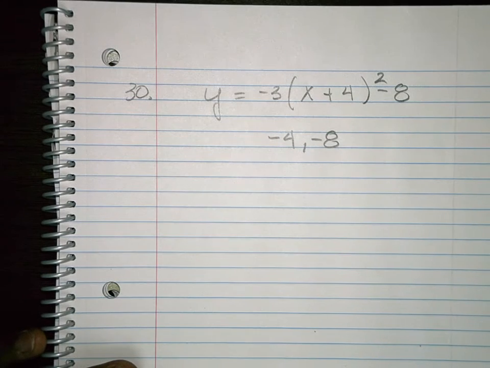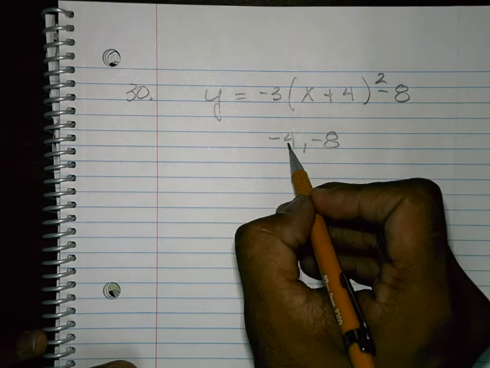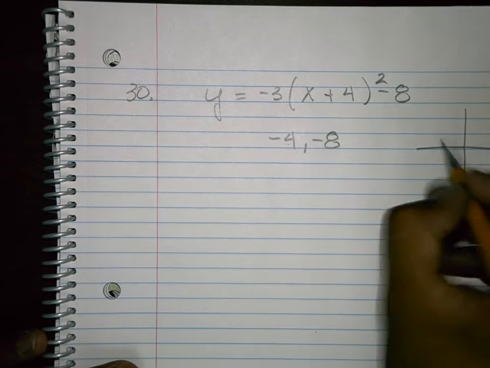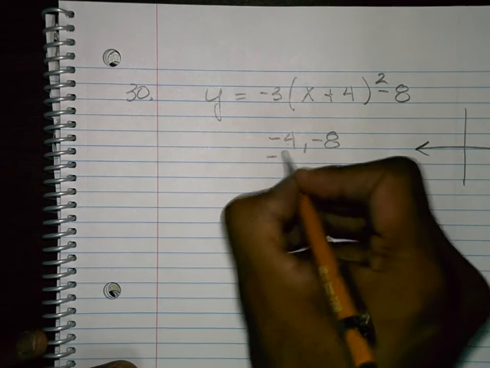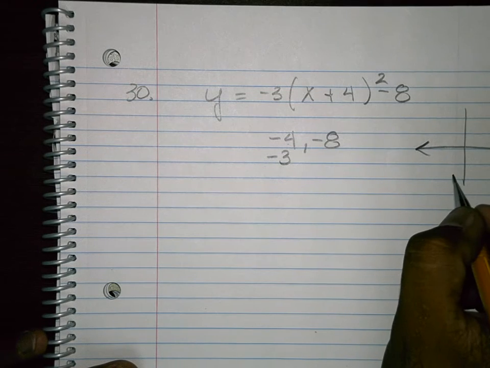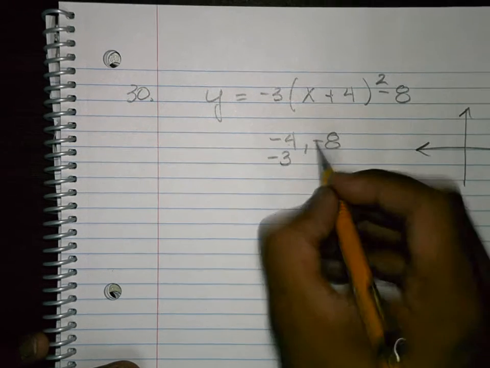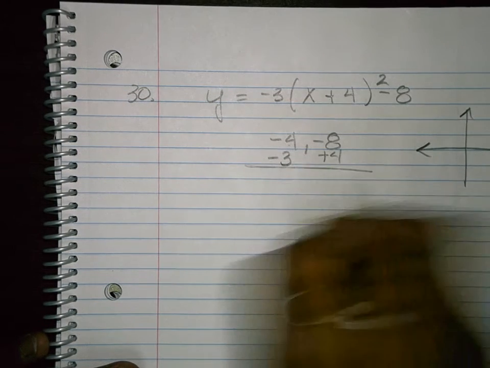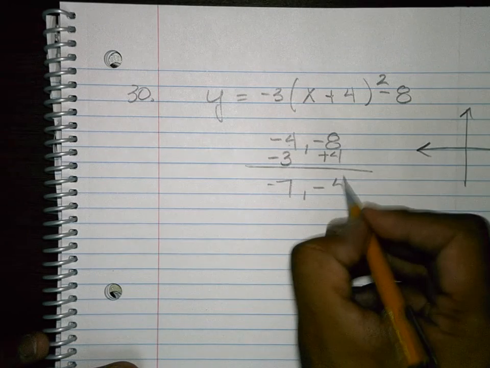Now remember, if they say 3 to the left, that's your x value. So left is in the negative direction, right? So left is negative, so I subtract 3. And then they say up, that's in the positive direction, so that's +4. So I get -7, -4.